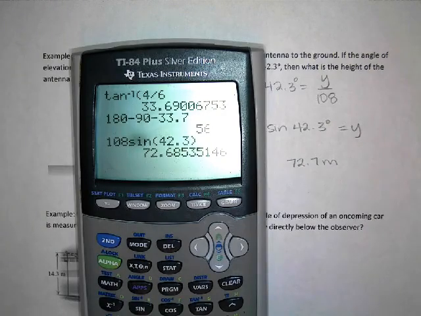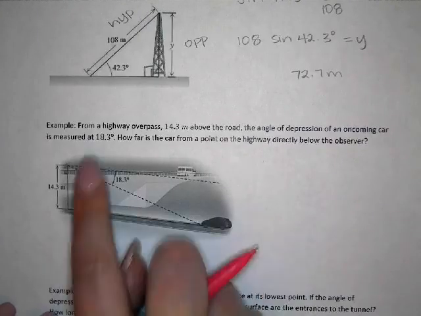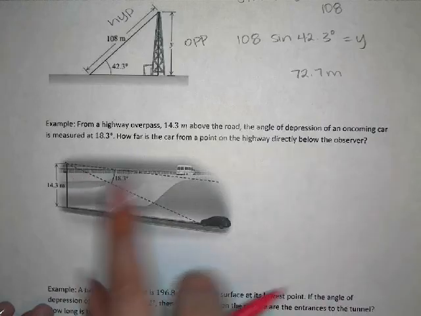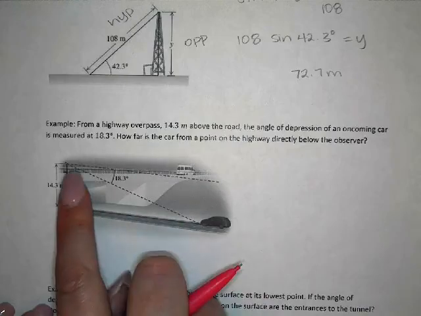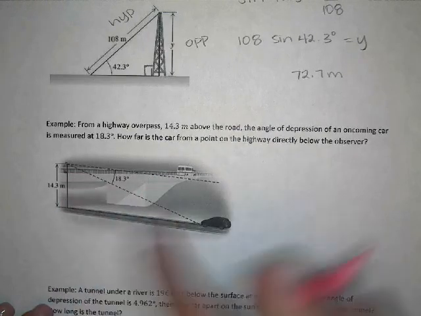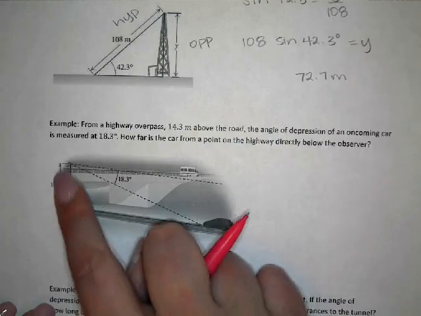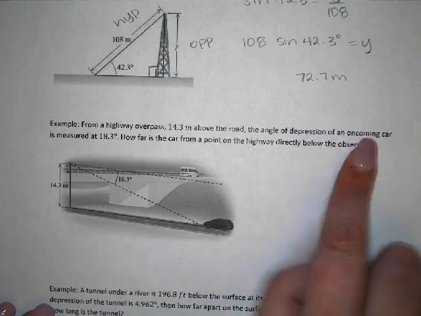All right, next says from a highway overpass. So here, if you can see it, it's an overpass, a little bit like a bridge here, and then we've got people driving under it. The overpass is 14.3 meters above the road. The angle of depression of an oncoming car is measured at 18.3 degrees. How far is the car from the point on the highway directly below the observer?